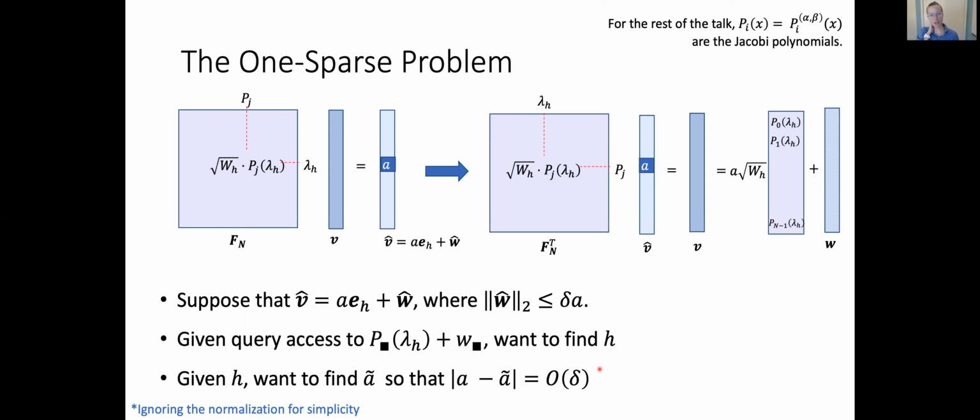Cool. Okay, so this is our goal. We're given query access to a polynomial, and we can choose which polynomial we want. We're going to see it at some particular root, and we want to figure out what that root is.